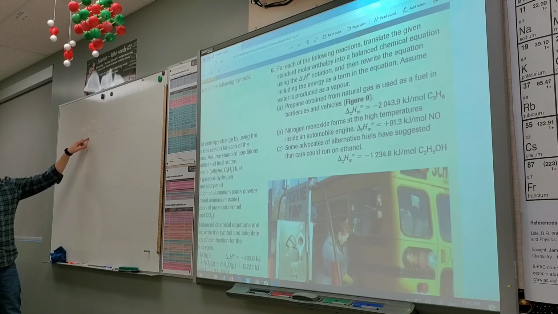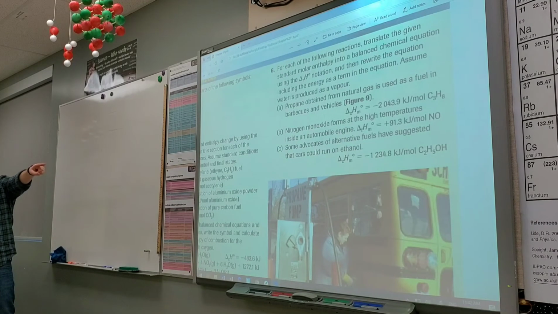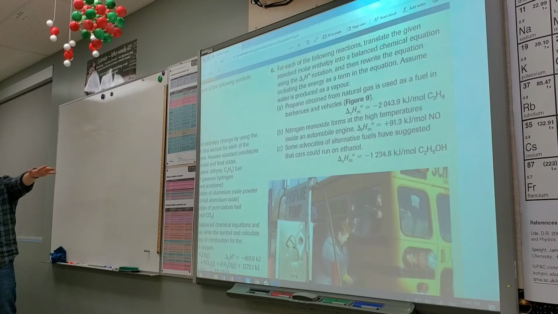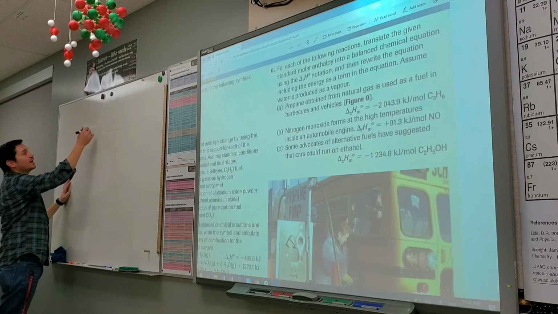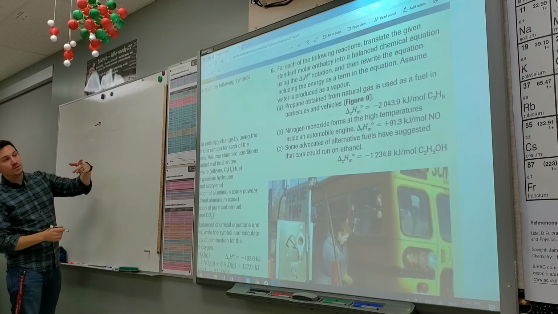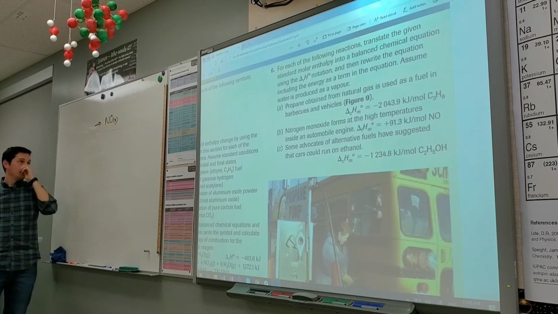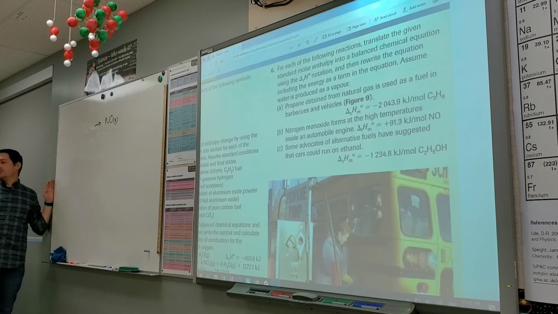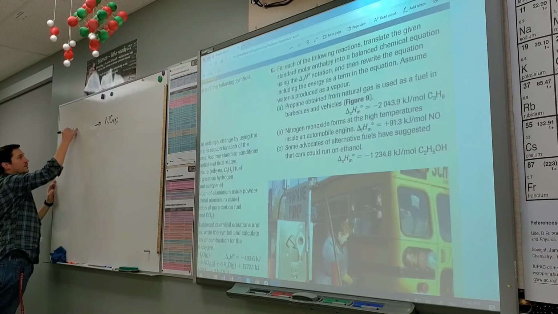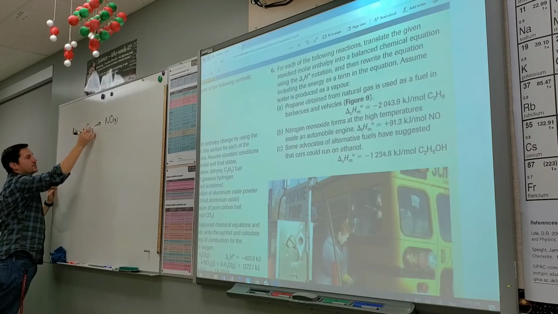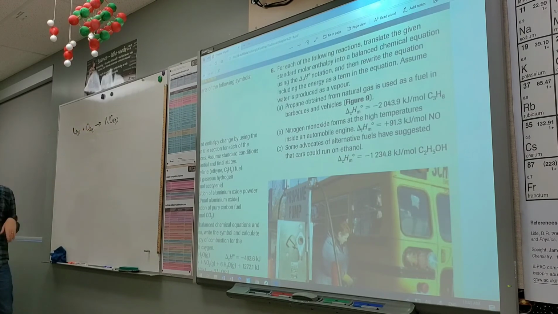Can somebody tell me the key word in 6B? Forms. That's a formation reaction. So we're making nitrogen monoxide. And so what 2 elements do I need in order to make nitrogen monoxide? Nitrogen and oxygen gas. Now there's 2 ways to do this, right? There's 2 ways to balance this reaction.